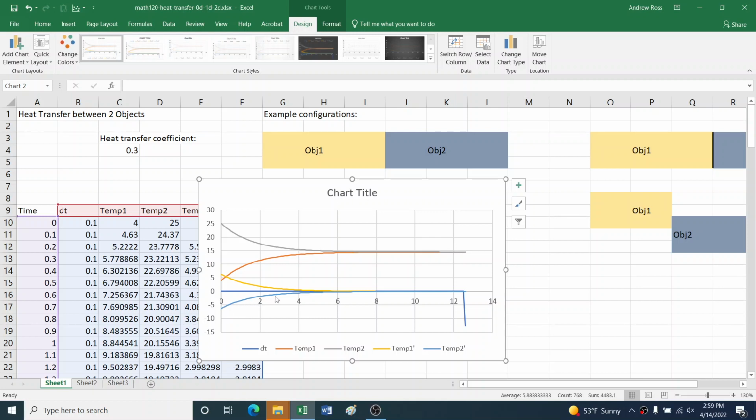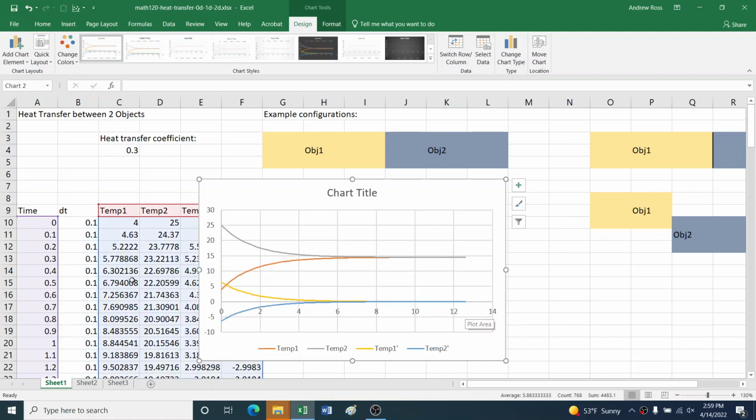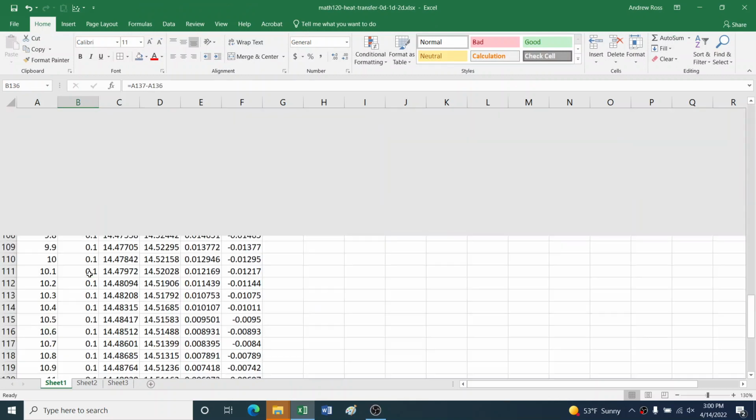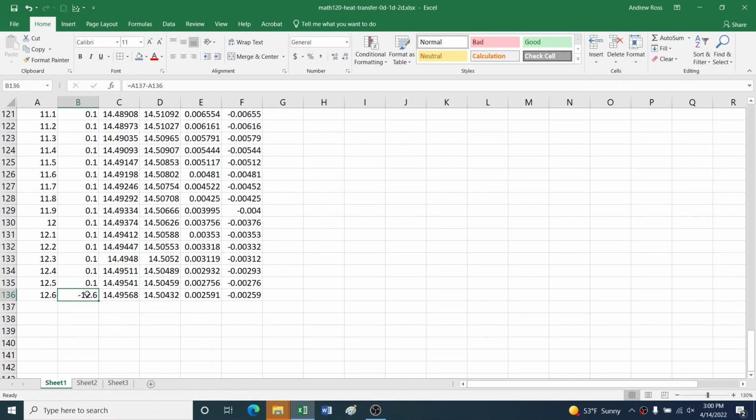The derivatives: object 2 has a negative derivative at first because it's cooling down. Object 1 has a positive derivative, but the derivatives go towards 0 and eventually there's no change in the system. The dt column we don't really need to see, so I'll just click on that data series and hit the delete key. And the last dt value looks strange, and that's using a cell that's blank, so that doesn't really make any sense, so we'll just delete that.